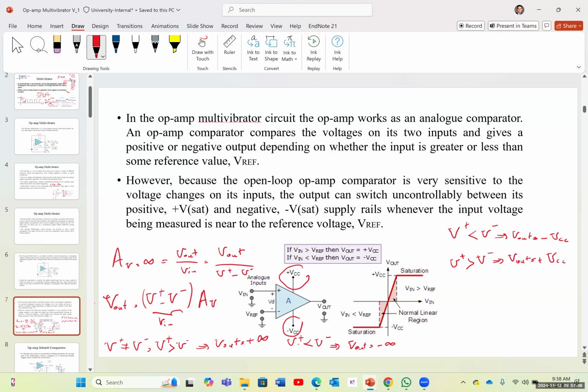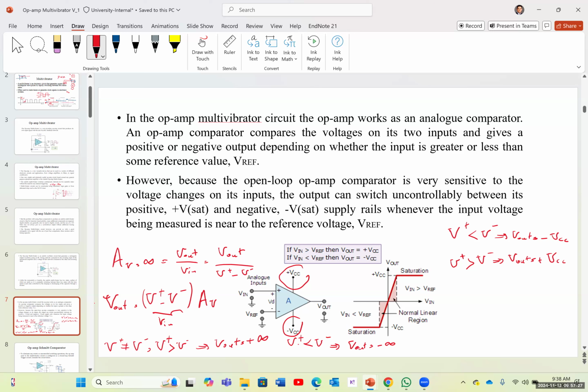So the comparator actually acts like this. When V positive is greater than V negative, V output would be the positive supply voltage. When V negative is greater than V positive, then the output voltage would be the negative supply voltage.